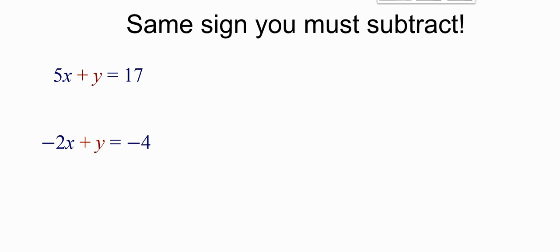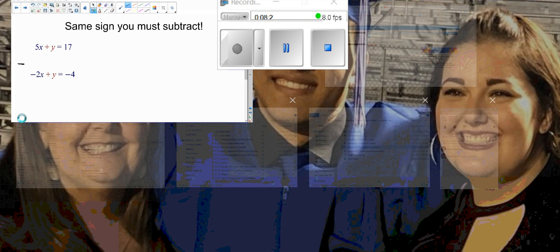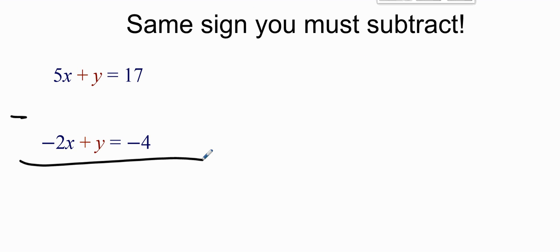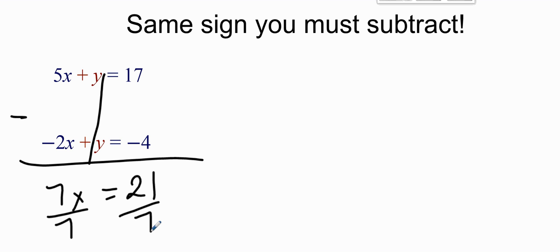Now, if they're the same sign, you must actually subtract the two equations. So if I have 5x plus y equals 17 and negative 2x plus y equals negative 4, I have to subtract them. So you just put subtraction there. So 5x minus negative 2x is going to be 7x. Y minus y cancels that out. 17 minus negative 4 is positive 21. This is where you really need to watch your signs.